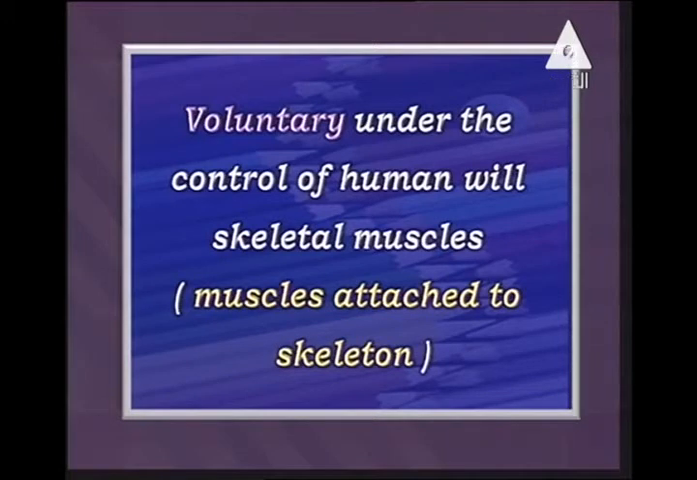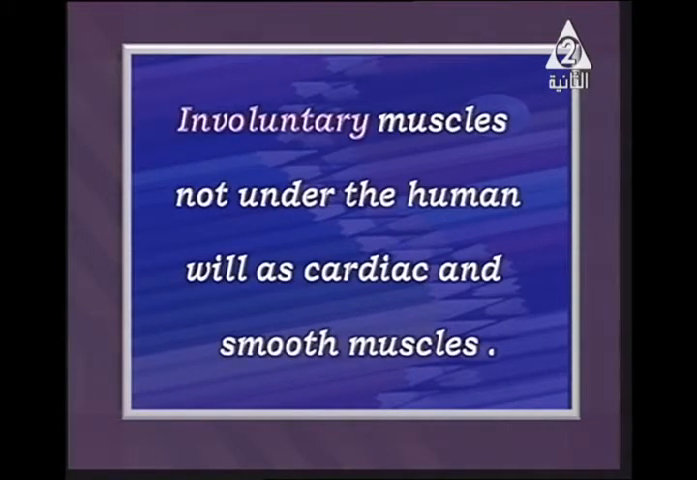So voluntary is under the control of your body. Okay, like what? Muscles attached to the skeleton, skeletal muscles. While involuntary muscles, you cannot control their movement. It's something out of your hands. Okay, like what? Like your heart, you cannot control the movement of your heart, or the movement of your small and large intestine. Get the difference between voluntary and involuntary? So voluntary, you can control its movement, okay, like skeletal muscles. Involuntary muscles, okay, are away from your control, not under human will, as cardiac and smooth muscles.